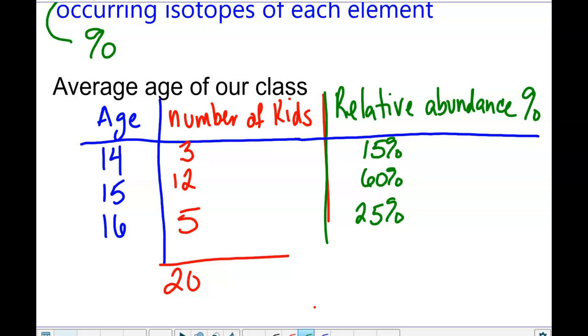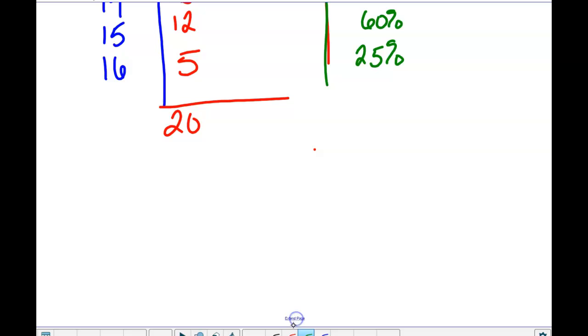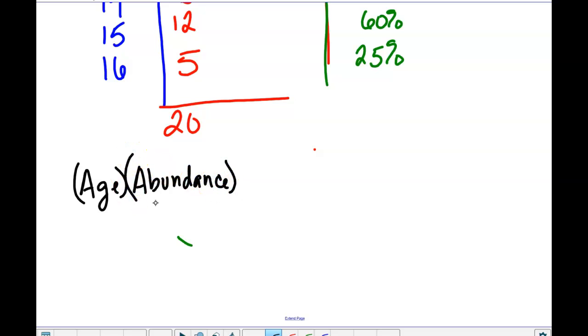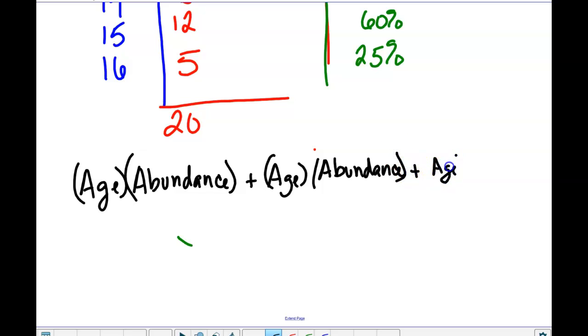All right, so now how can we figure out the weighted average of the age of our class? So what we're going to do is we're going to take the age times the abundance and multiply them together and then add it to the next. So then we'll have age times abundance plus age times abundance.